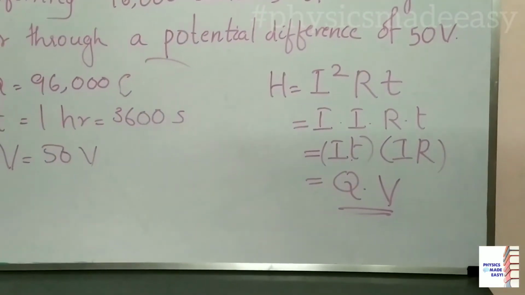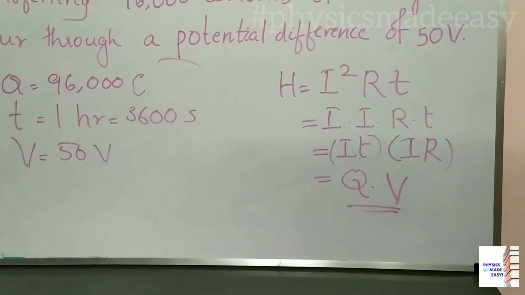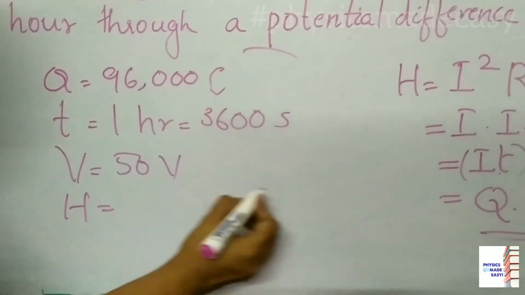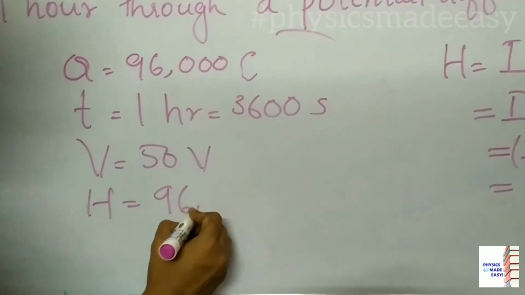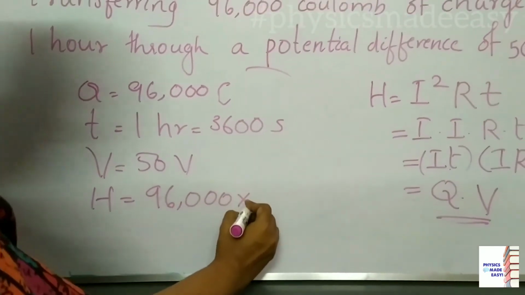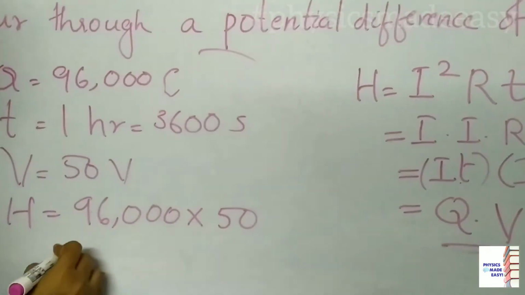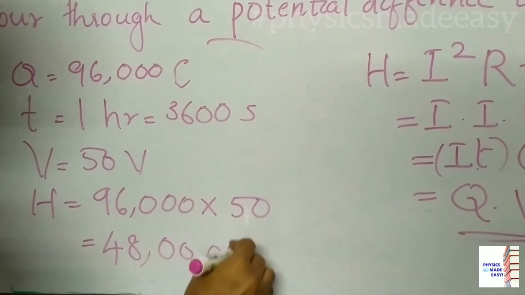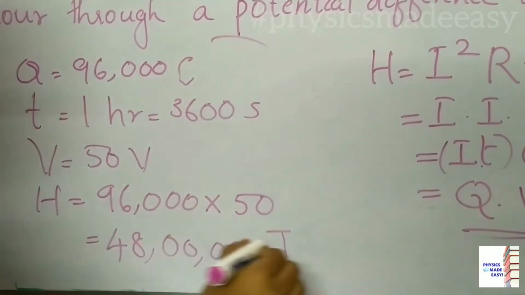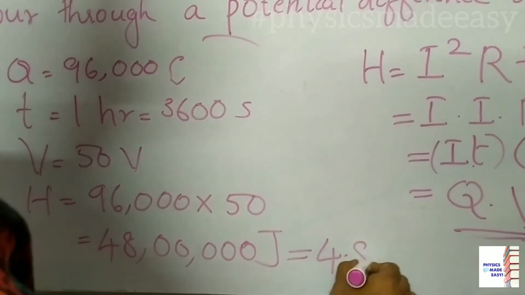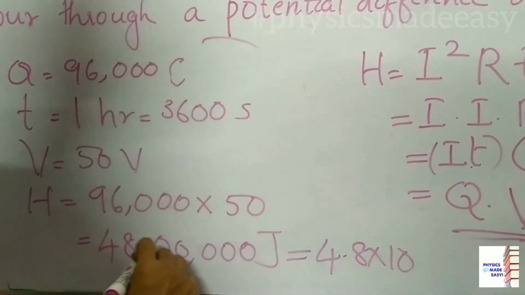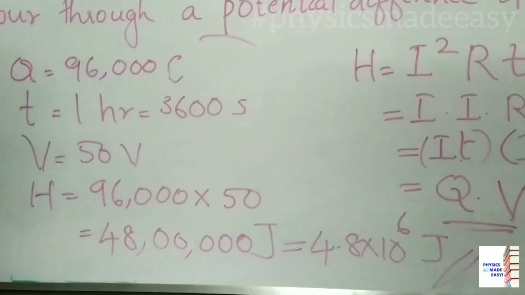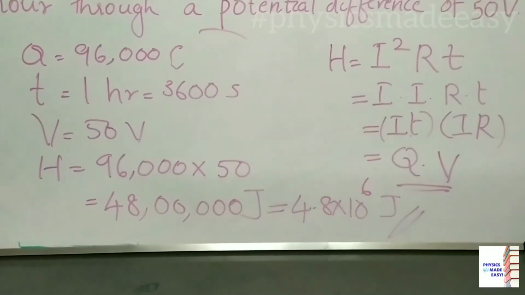That means we don't want this time for doing this problem. Here H is equal to Q into V. You can find this: 96,000 into 50. Then you will get this as 48 joule. This you can write 4.8 into 10 raised to 6 joule. This is the amount of heat energy.